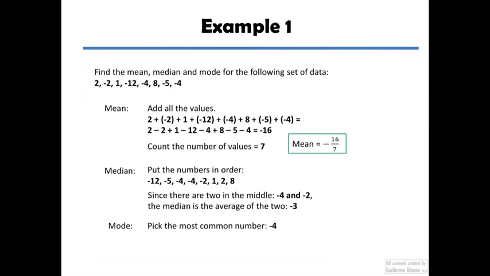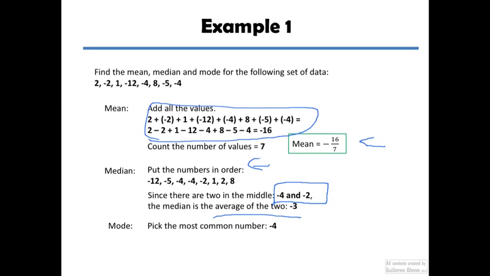Okay? So here's an example. Find the mean, median, and mode for the following set of data. For the mean, we just add it all together, divide by the number of values we have, which is 7, and we get the mean. For the median, first we put the numbers in order, and since we have 2 in the middle, we calculate the mean between these two, and we get minus 3. And the mode is just the most common number, which will be minus 4, sorry. Very easy, and you might be thinking, well, isn't this fantastic and easy? Those are easy points for the exam.